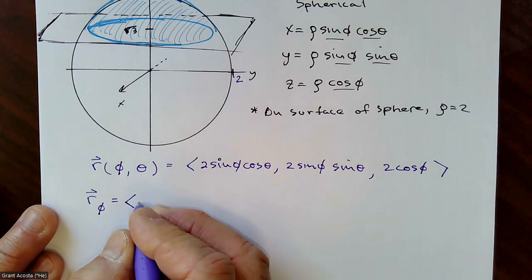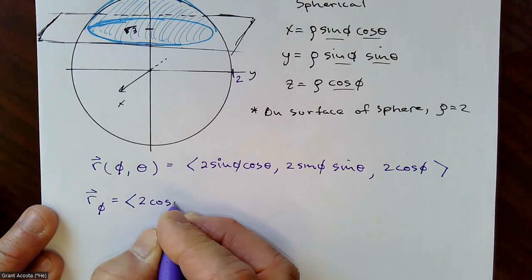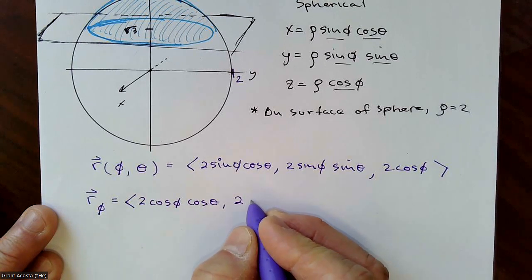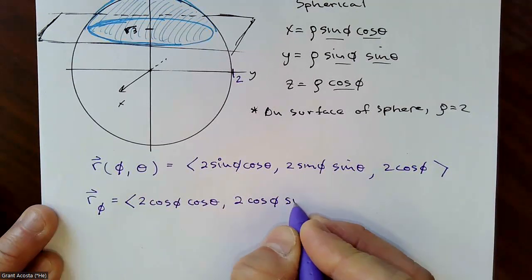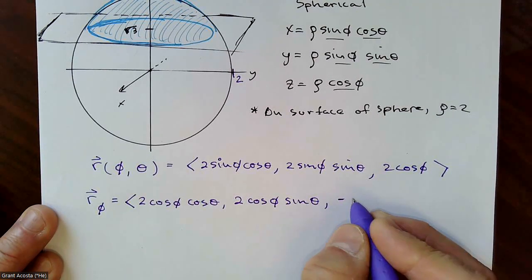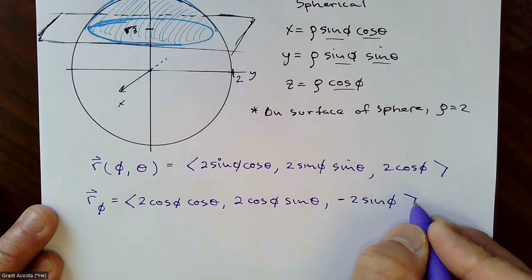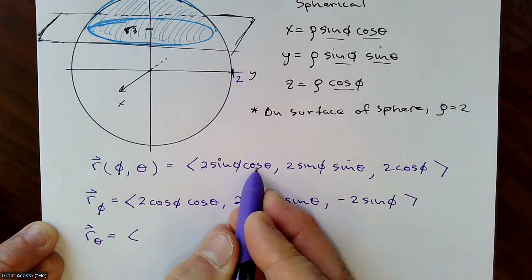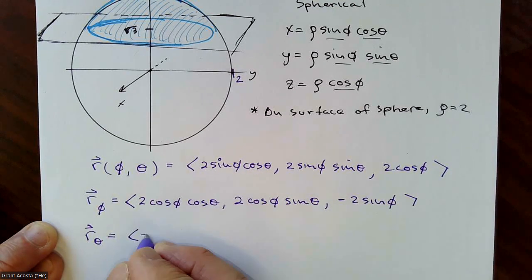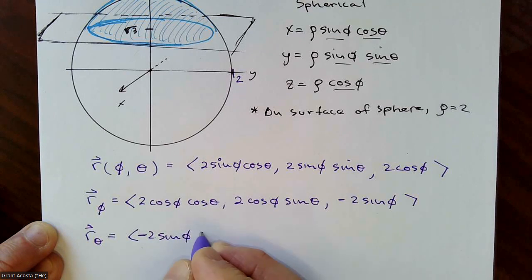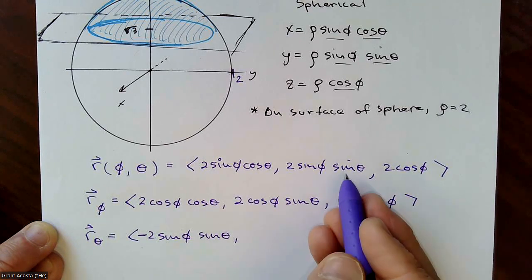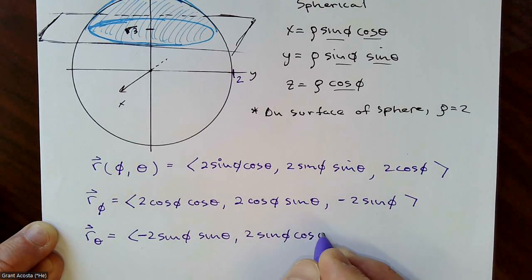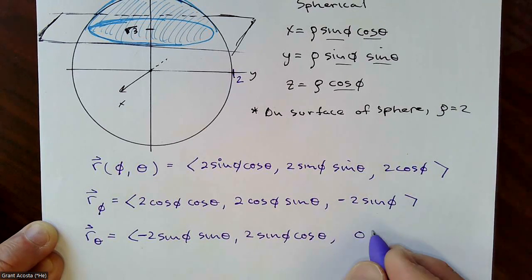With respect to phi, this is going to be 2 cosine phi cosine theta, 2 cosine phi sine theta, and -2 sine phi. With respect to theta, that's going to be negative sine theta, so -2 sine phi sine theta. This will be cosine theta, so 2 sine phi cosine theta. And since this is just a function of phi, that's going to be 0.